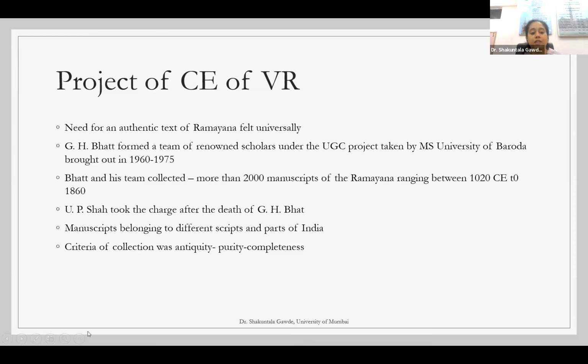Then UP Shah took charge after the death of G.H. Bhatt because it was a huge project. Of course, it was going on for many years. And then all the manuscripts, after they were collected, were properly studied, grouped, and the authenticity was checked, and they were selected for the critical edition.